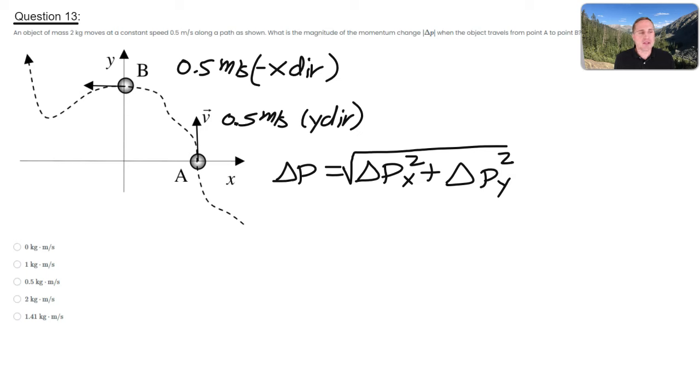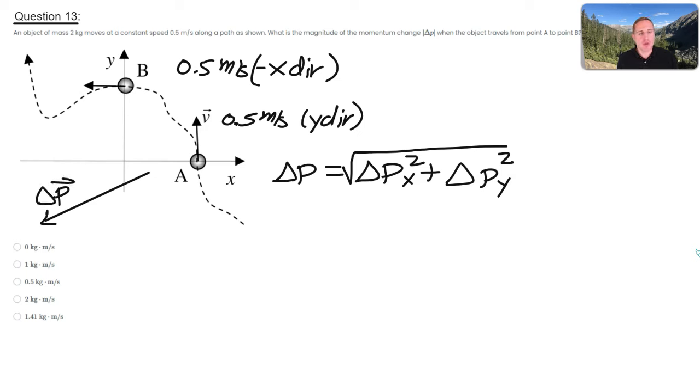That's because the momentum change is going to be to the left and down. Why is that? Well, in the negative y direction we lose y momentum, but we gain negative x momentum. So that's why it's like this. So this is the direction of the vector.